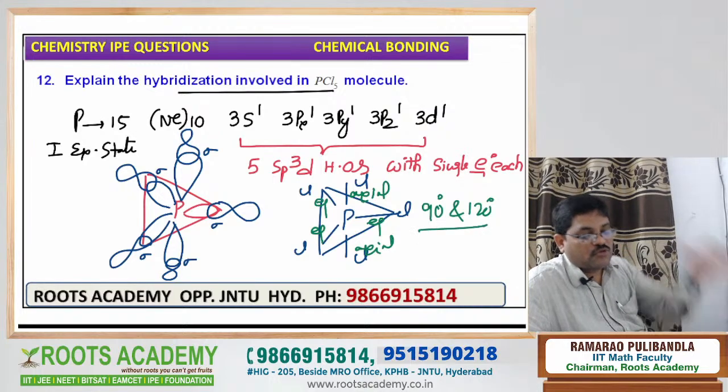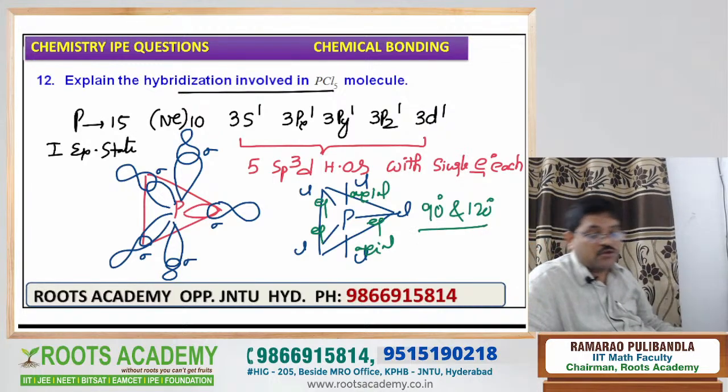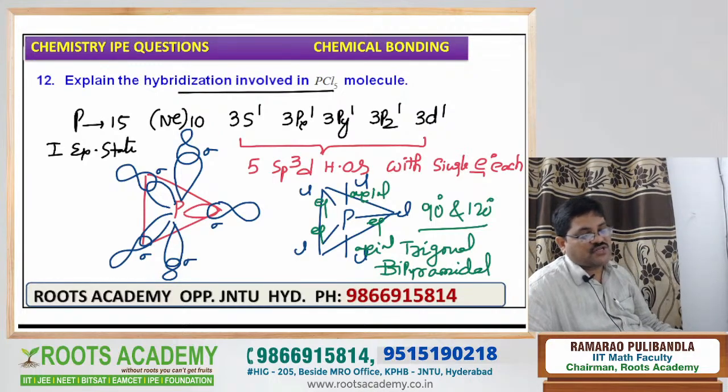But it's important for 4 marks, not for the IPE 2 marks question. It's important for a 4 marks question. So this is what? The geometry is called trigonal bipyramidal geometry. Simple explanation, you write like this. Yes, it's very easy, students. Understood what I am saying?